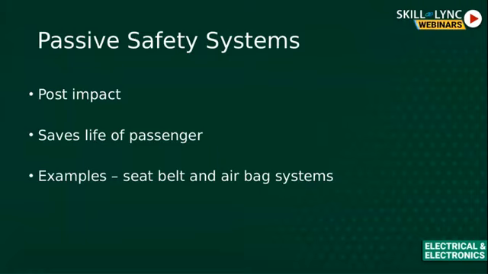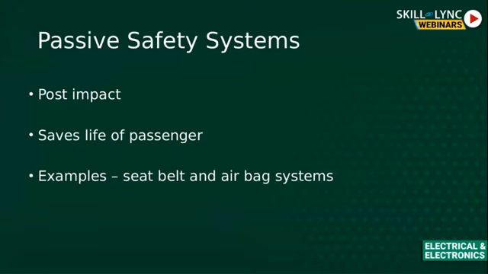The passive safety system comes into the picture post-impact. That is, it plays a role only after the accident has taken place. For example, seat belt and airbag systems. The primary purpose of the passive safety system is to save life in case of an accident. It is worth mentioning these systems play no role in avoiding accidents. Hence, these systems do not help avoid accidents. This point will be clear when we look at the active safety system.